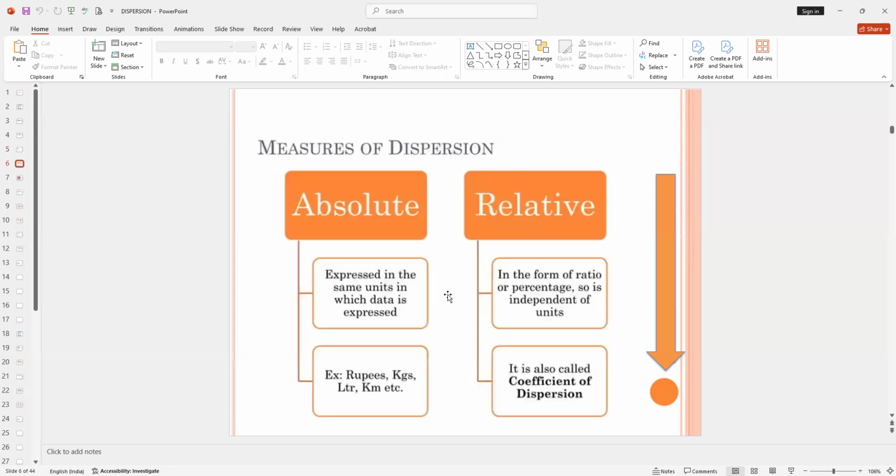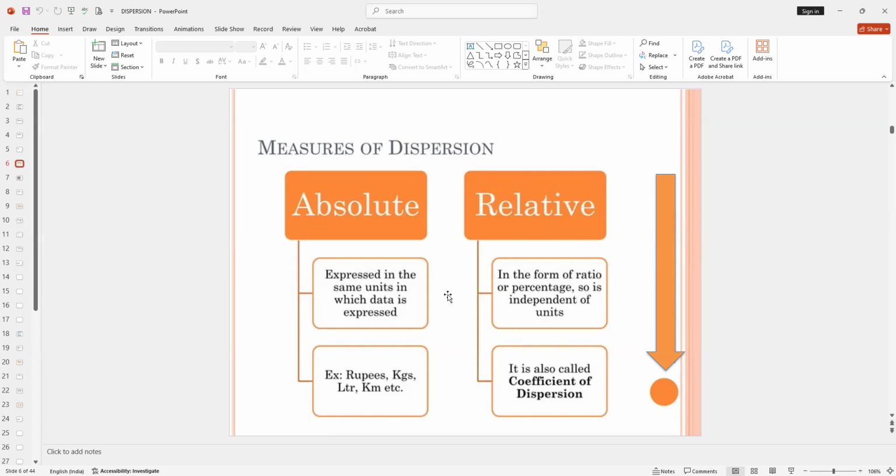Further moving forward, we'll discuss the measures of dispersion. It is mostly asked in questions also: what is the difference between absolute and relative measures of dispersion? What is an absolute measure of dispersion? An absolute measure of dispersion is expressed in the same unit in which the data is expressed. Examples are rupees, kilometers, liters, kilograms, etc. That's why we call them absolute measures of dispersion.